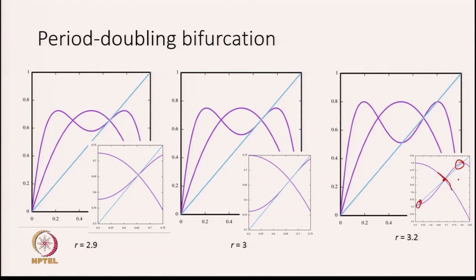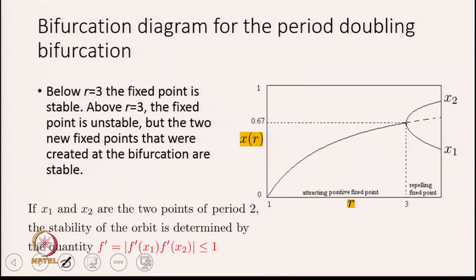We can also see, just by the way in which these curves are drawn, that the slope over here is less than 1 and the slope over here is less than 1. So, when the period 2 orbit is born, the stability is determined by the product of the slopes of this function at the two period 2 points, and that slope product is less than 1 in modulus. So, the period 2 orbit is born stable.